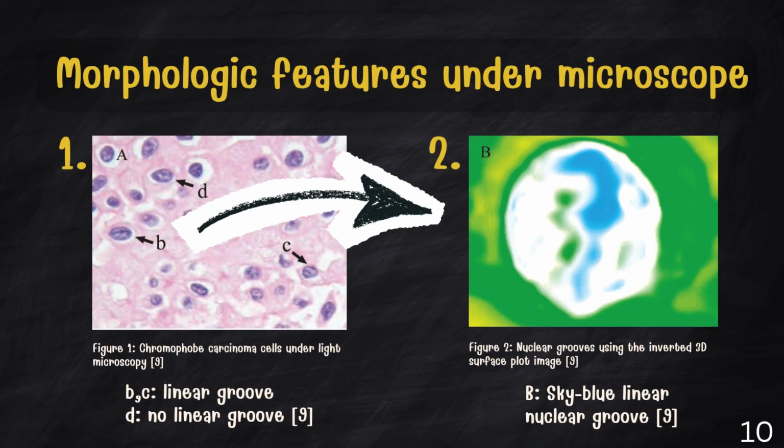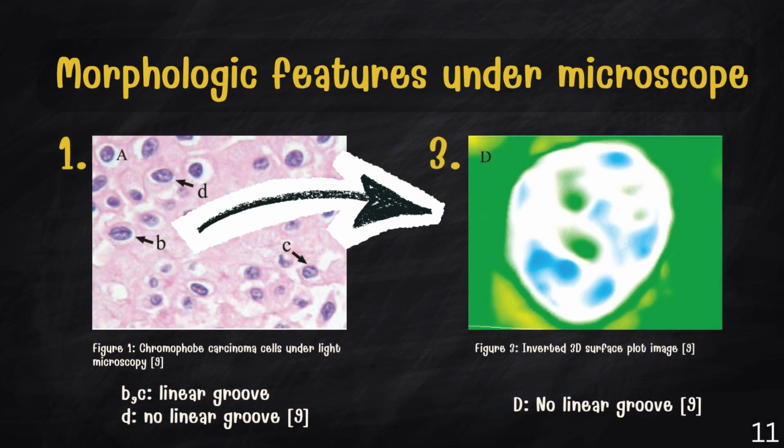Figure 2 is the nuclear groove under the inverted 3D surface plot image. This is used to visualize the contour of the nucleus, allowing a clear visualization of the nucleus. A linear sky blue color can be seen, which indicates the presence of nuclear groove.